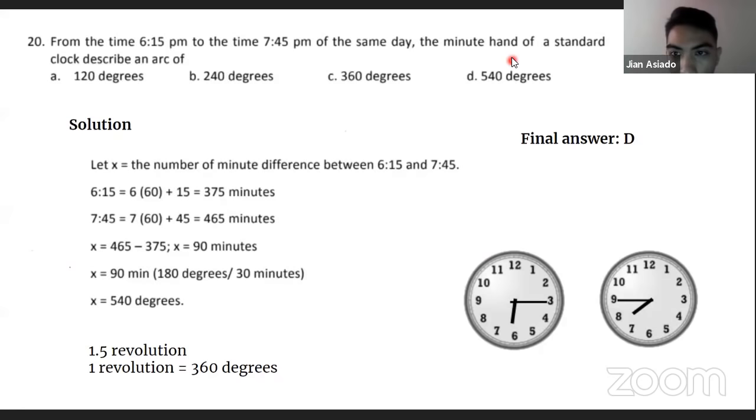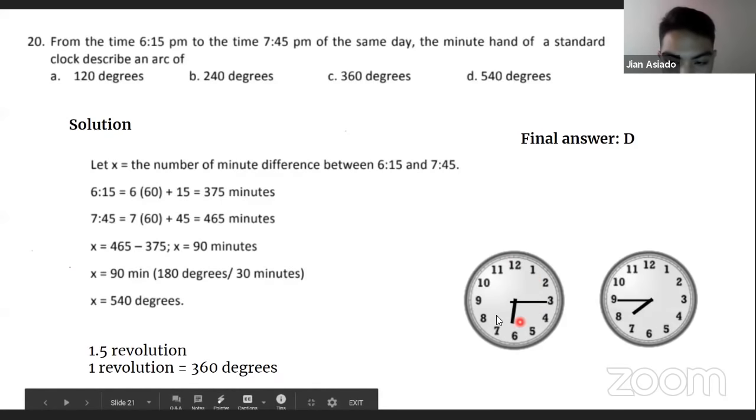Kasi yung 30 minutes na ito, say 30 minutes ito or ito, this corresponds to half of a circle. And half of a circle is 180 degrees. So from this to this, 180 degrees. Ayun, so to convert it into degrees, then basically multiply and divide, then therefore we get x is equal to 540. So tama tayo yung assumption natin kanina na parang sa visualization pa lang. It's 1.5 revolution.